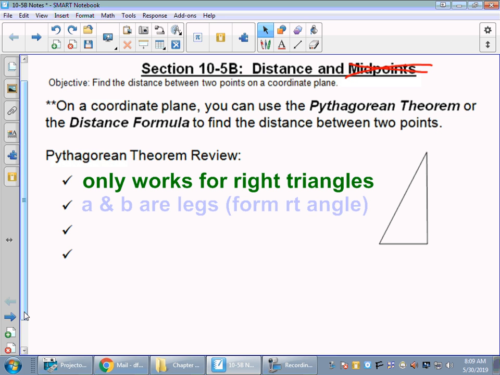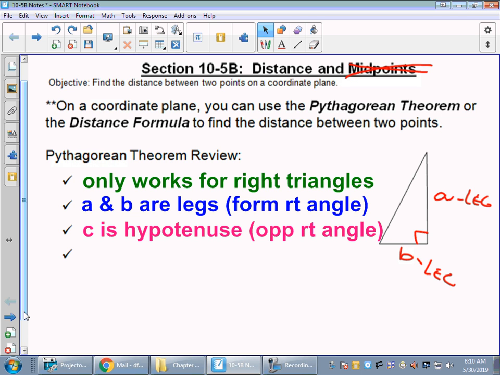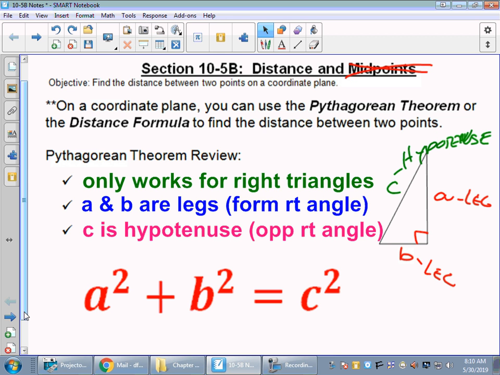We know that. The next thing is that a and b are the legs. They're the ones that form the right triangle. So say a and b, these are legs. They actually form the right angle. We know it's a right triangle because of that box there. That kind of denotes it. The other thing is c is the hypotenuse. That's this part over here. That's the hypotenuse. And finally, the formula here, a squared plus b squared equals c squared, is the formula.